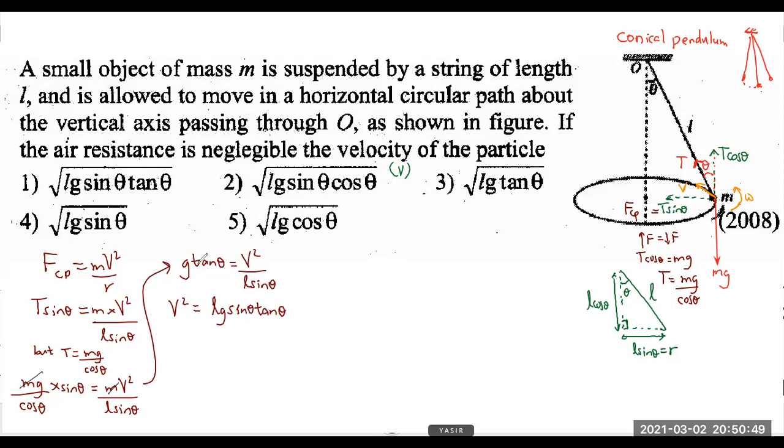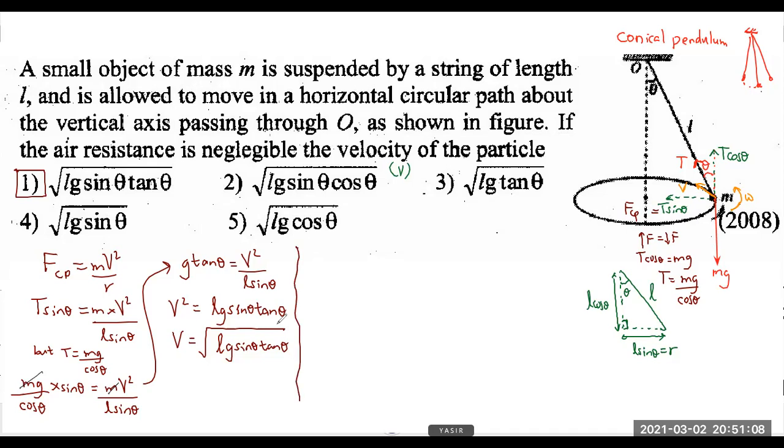Okay, L sine theta goes up, you'll get this. So v is actually equal to square root of L g sine theta tan theta. They're asking for velocity, that is v, that is this. First one is going to be the answer.